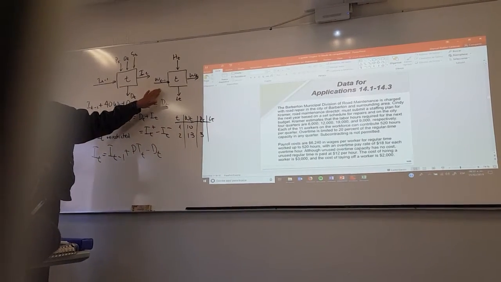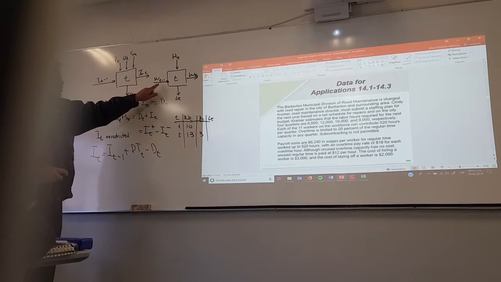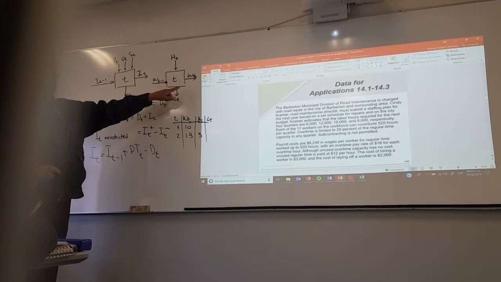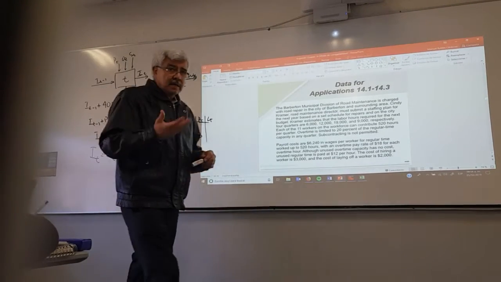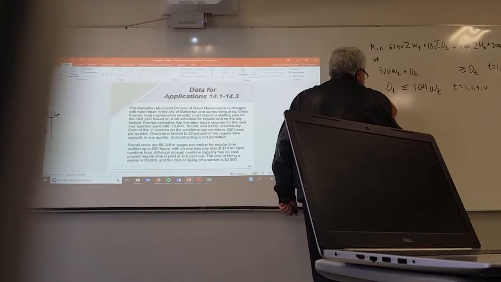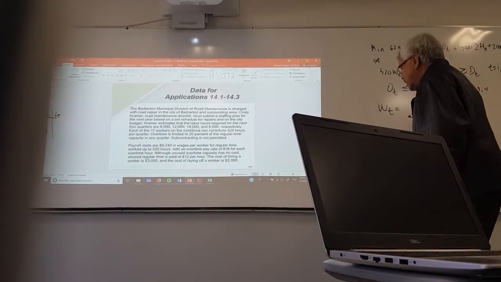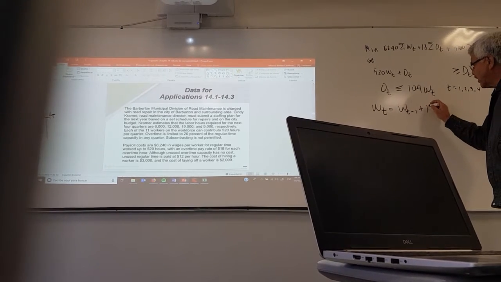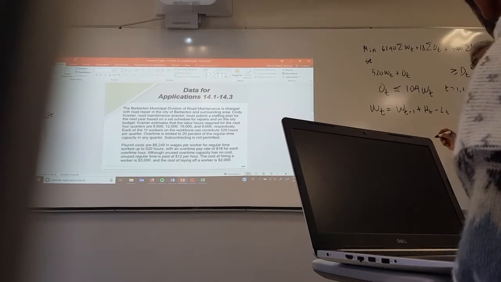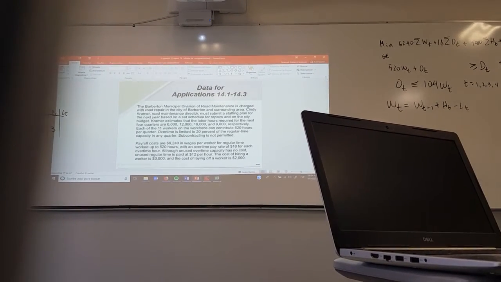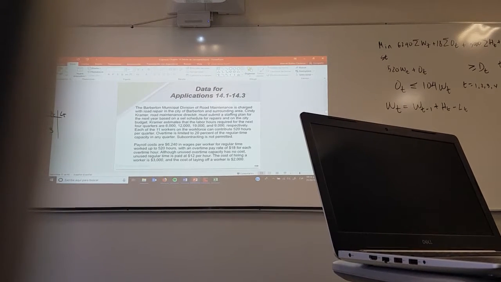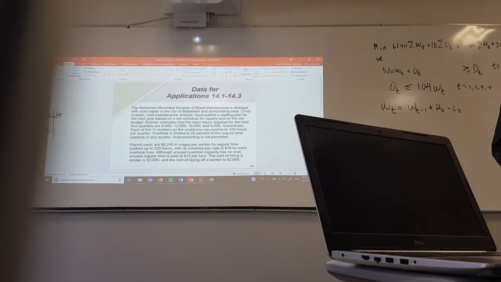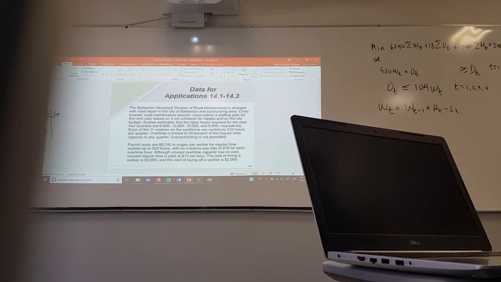Is this clear? So W(T minus 1) plus HT minus LT is going to be equal to WT. In other words, the number of workers in period T is equal to the number of workers we had in the previous period plus the number of hires minus the number of layoffs. That's it. It's the same equation over there. Do you see something else missing?